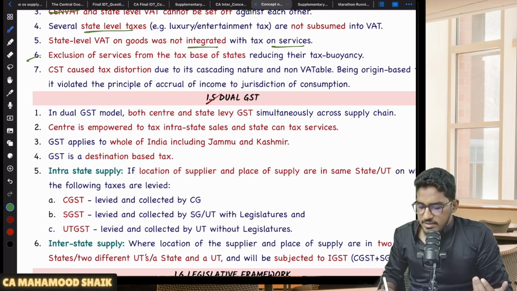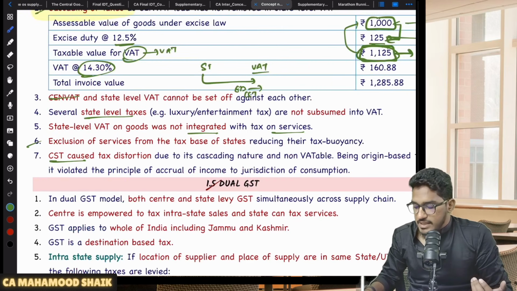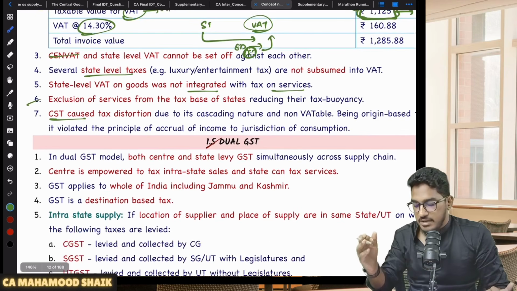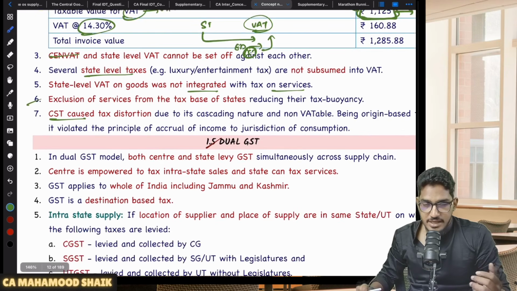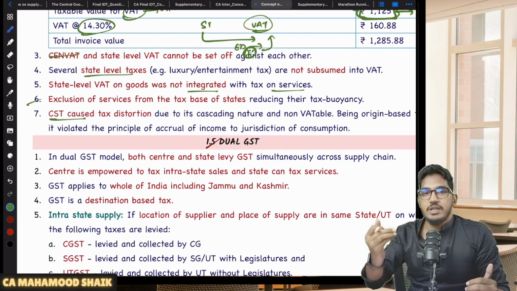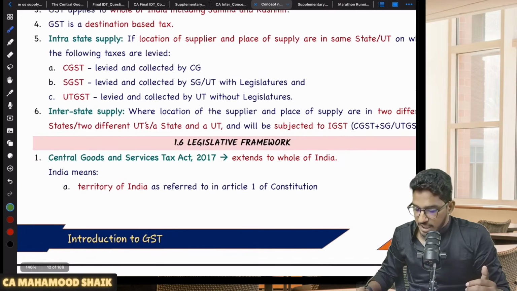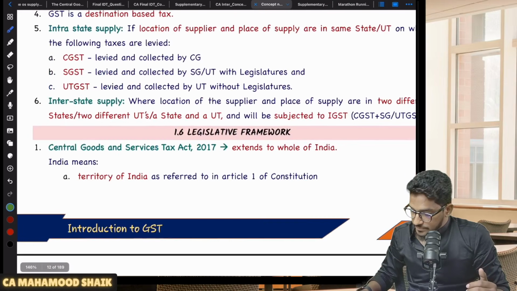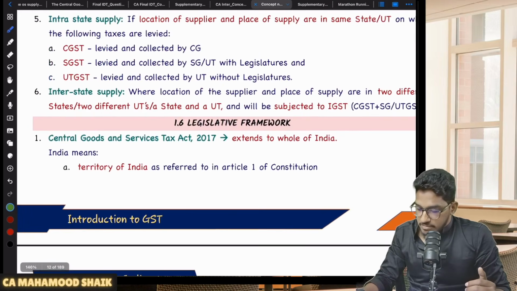And also CST caused distortion. Like as I have told, there used to be something called CST. CST credit also you can't use for VAT payment. That set off was not possible. So like that, multiple problems were there in the existing indirect taxation system, which led to the introduction of GST into India. Next, now we have some legislative framework.